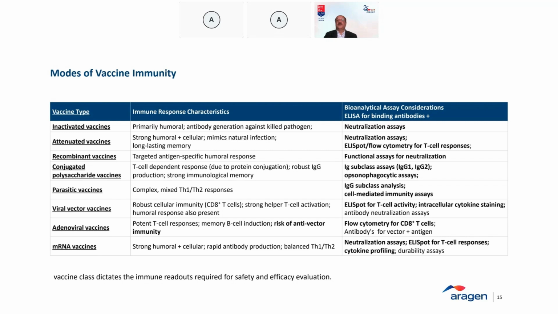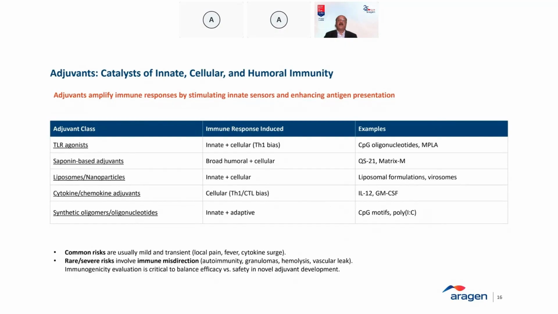Now, these vaccines don't work by themselves, but they need adjuvants. Adjuvants also have the ability to induce innate cellular and immune response. Adjuvants amplify immune response by stimulating the innate sensors and enhance antigen presentation. Here is a list of adjuvants. Most of the responses to adjuvants are transient and they give us side reactions like local pain, fever, and surge. However, it is always important to monitor the immune response to adjuvant.